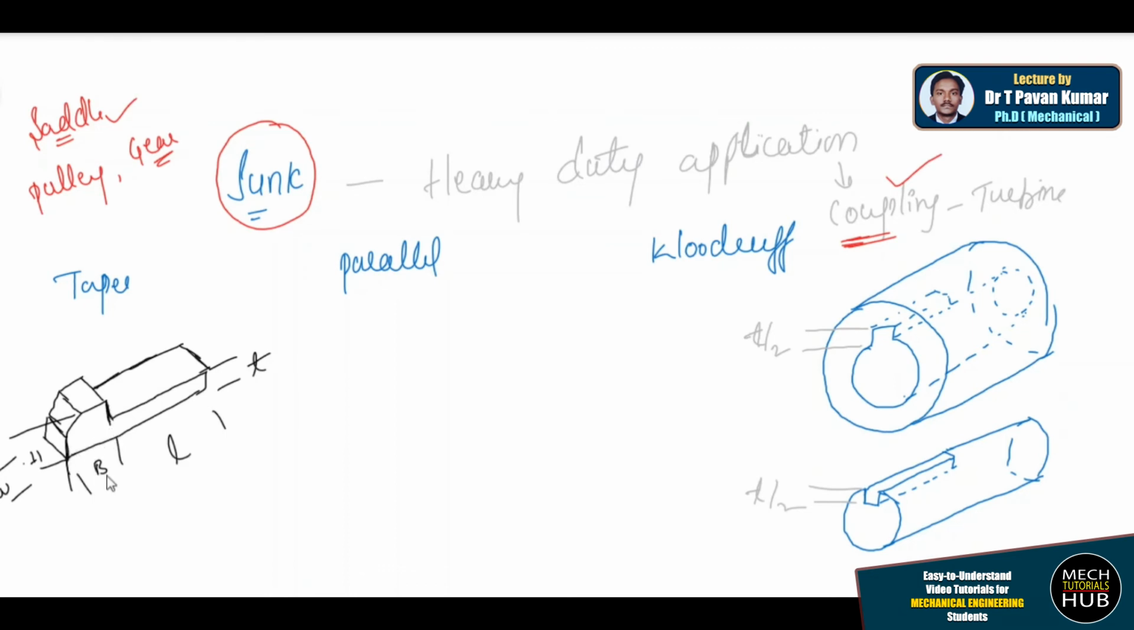Now all the standard formulas are already given that we need to remember. What is W, what is B, all the formulas are given to you. Those formulas we should remember, because in the examination they will give you only the diameter. Accordingly B, W, T, L have to be calculated, and accordingly you have to do the representation.